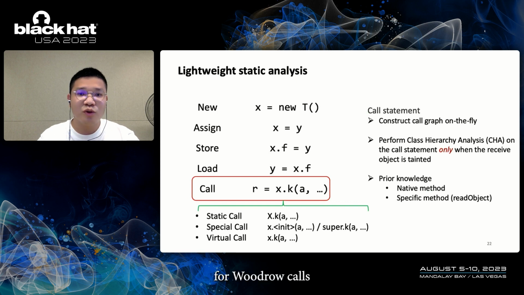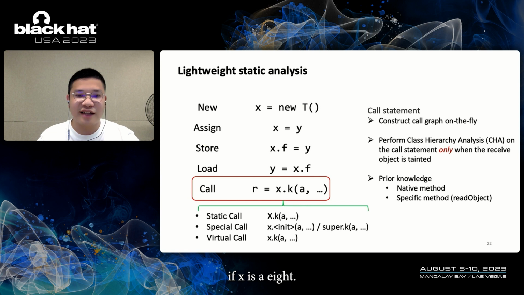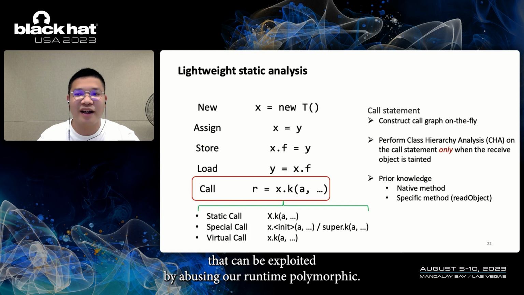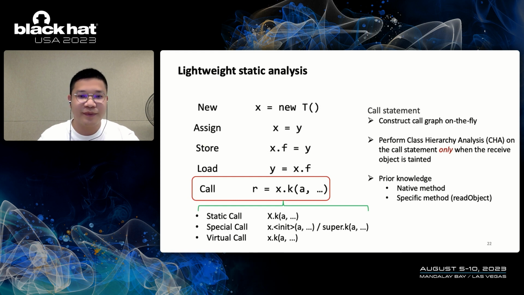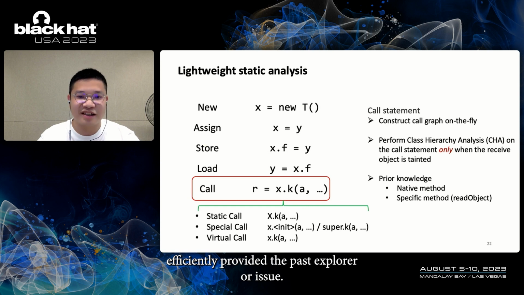For virtual calls, we perform class hierarchy analysis (CHA) on the call statement only when the receiver object is tainted. In the context of Java deserialization, most of the time, if X is tainted, the attacker can fully control X and specify the target method of the call statement. The CHA algorithm aims to cover all available gadget chains that can be exploited by abusing Java runtime polymorphism. However, we perform CHA only when the receiver object is tainted to efficiently prevent the path explosion issue.